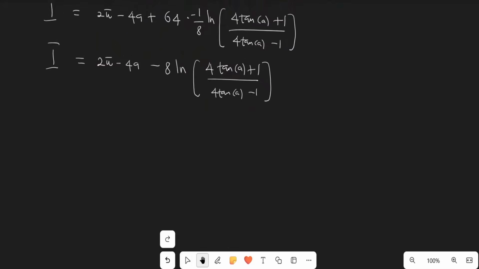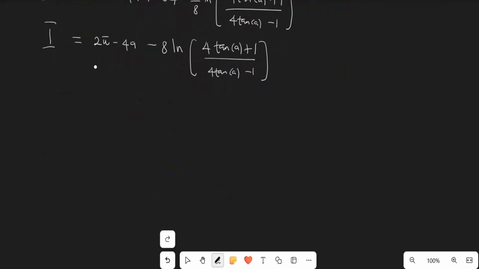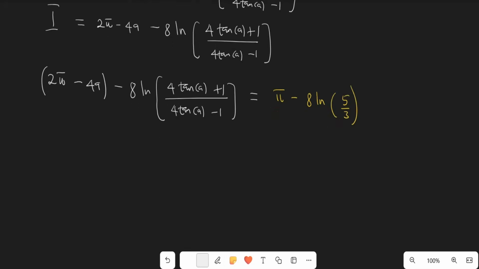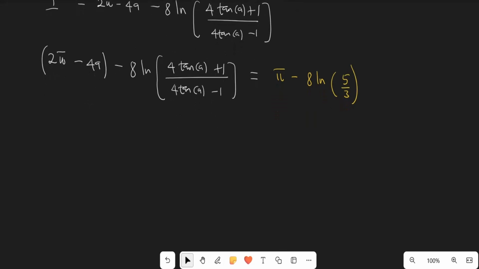So that is what we have. Now we are going to equate this resulting value of the integral to the answer that is given to us in order to find a. So 2 pi minus 4a, minus 8 times the ln of (4 times the tangent of a plus 1) all over (4 times the tangent of a minus 1), we are going to equate this to the resulting value of the integral, which is given to us as pi minus 8 times the ln of 5 over 3. Right, so now let's do the comparison and find the value of a.